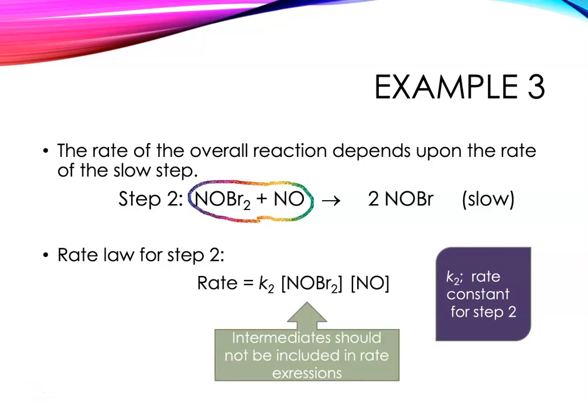NOBr2 is an intermediate, and as a rule, we try to write rate laws that don't involve intermediates because they're not stable, they're transient, it's hard to isolate them and talk about them, so we really don't want to have rate laws with intermediates in them. So how are we going to figure out the concentration of NOBr2, right? This is really important. This is what we need to focus on right now.